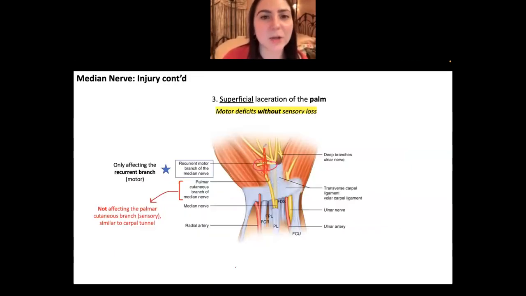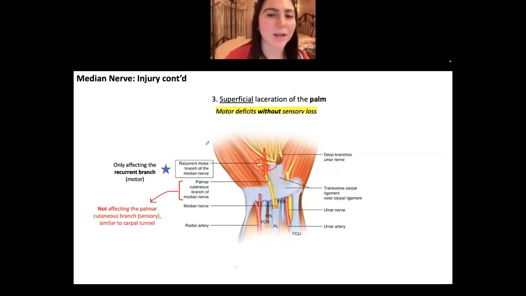Yeah, that's what I'm thinking too. Maybe it is just more superficial. So maybe it's hard to draw, but maybe it's just right under the skin, like this recurrent branch is right here. Maybe. Nerves are so tiny. They look really thick in drawings, but they're literally thinner than hair, right? So it's possible, but it's just something to keep an eye out for.